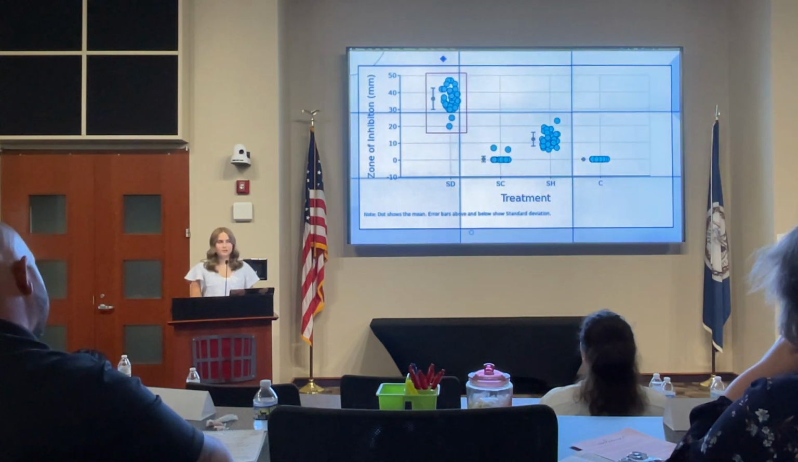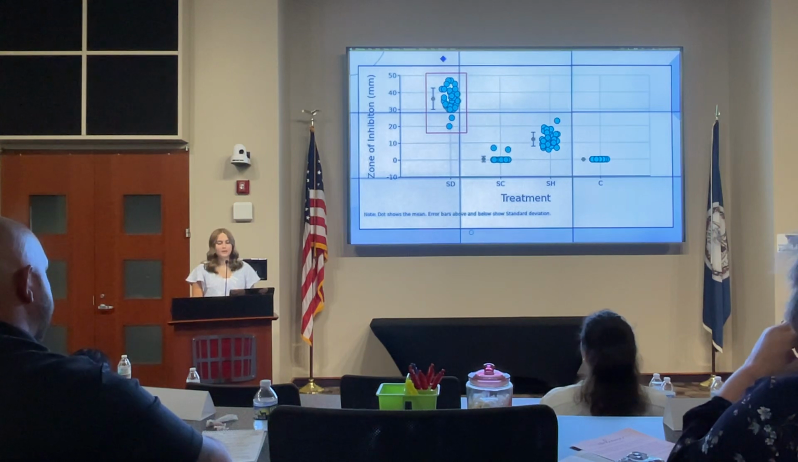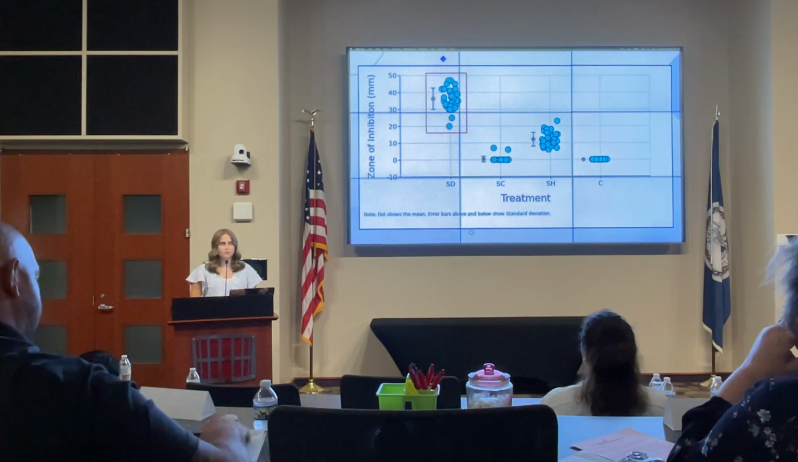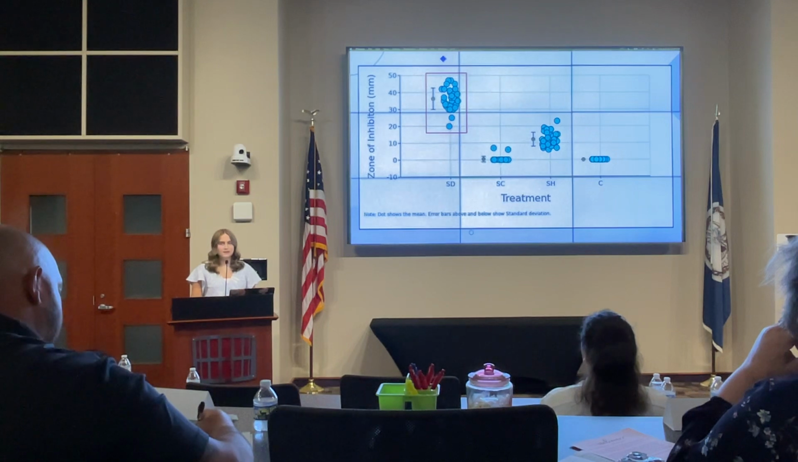To visually display my raw data, I used a scatter plot to represent the results of each treatment group. The graph shows the zones of inhibition in millimeters for the different treatments: sodium dichloride, sodium chloride, and sodium hypochlorite, as well as the control. It also identifies the average zone of inhibition for each treatment and the variance among the samples.